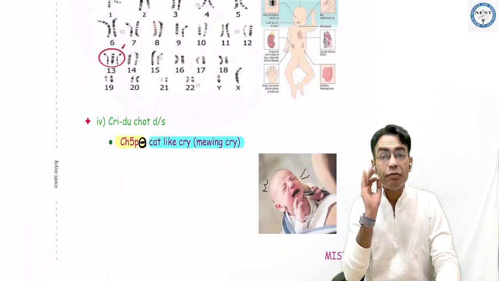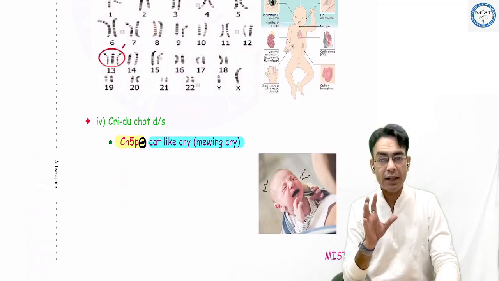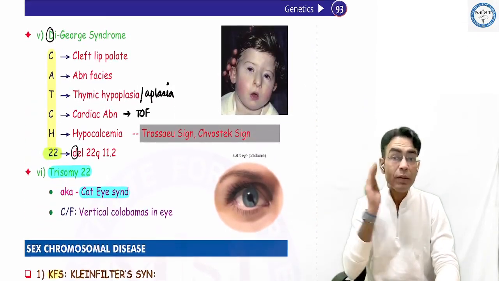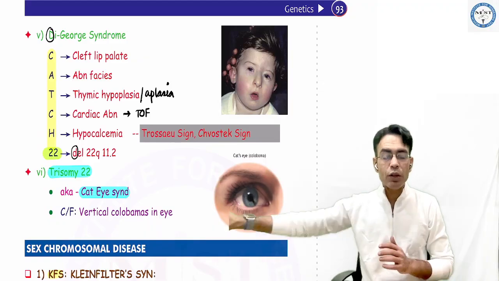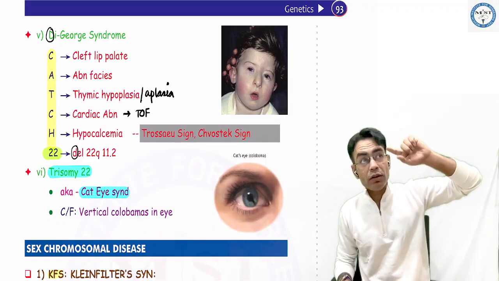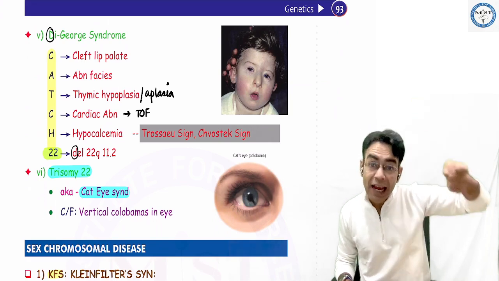Then comes Cri-du-chat. It is chromosome 5p deletion and a mewing, cat-like cry. And then DiGeorge syndrome. This is your trisomy 22, cat eye. Then your chromosome 5p deletion, cat cry.